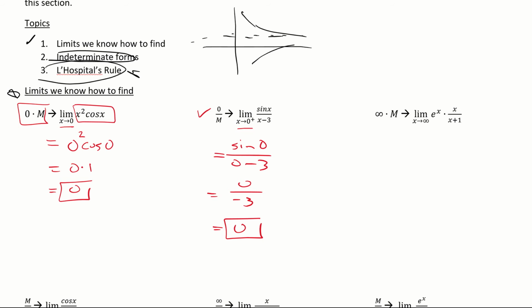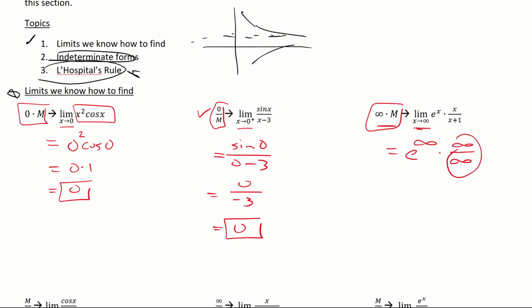Sometimes we get infinity times a number. I'm going to box these in and say, whenever we run into something like that, infinity times a number, we can make our answer infinity. So in this case, what we're getting is the limit as x approaches infinity of e to the x times x over x plus 1. I know I cannot plug in infinity, but I'm going to look at it anyway that way. I'm going to go infinity over infinity.